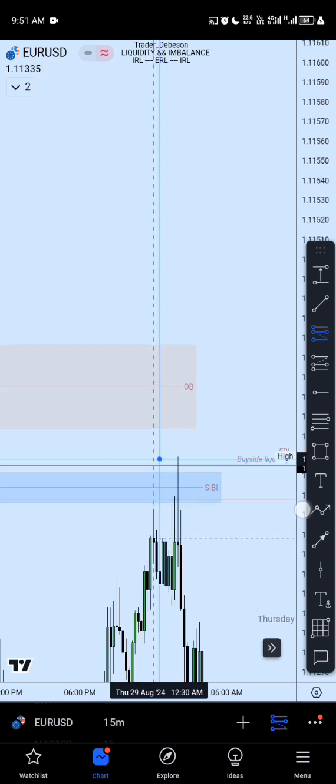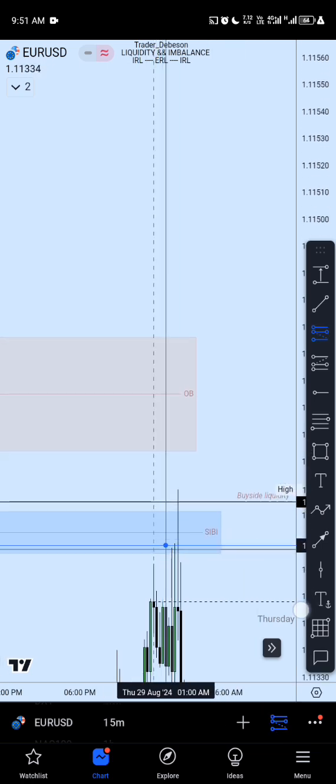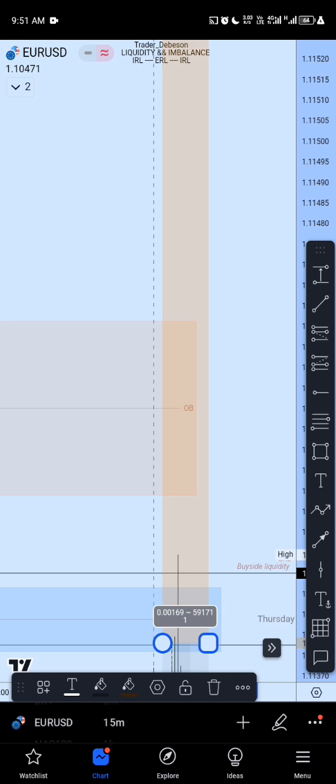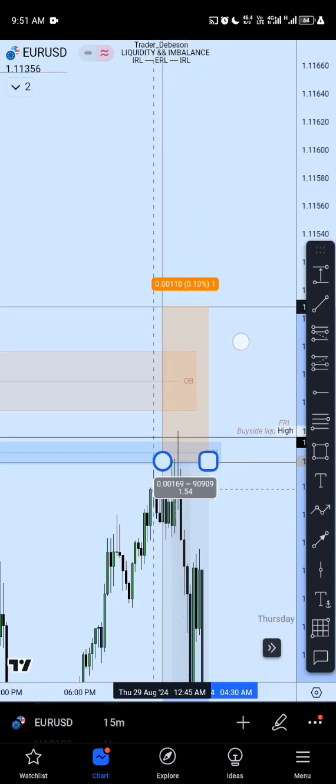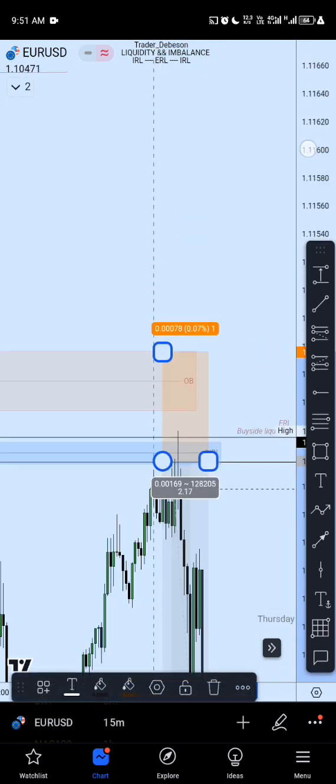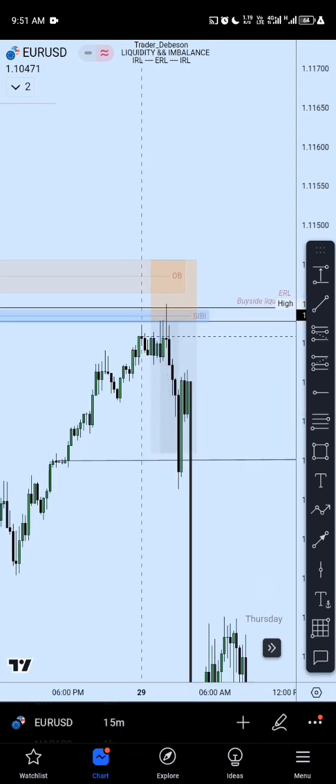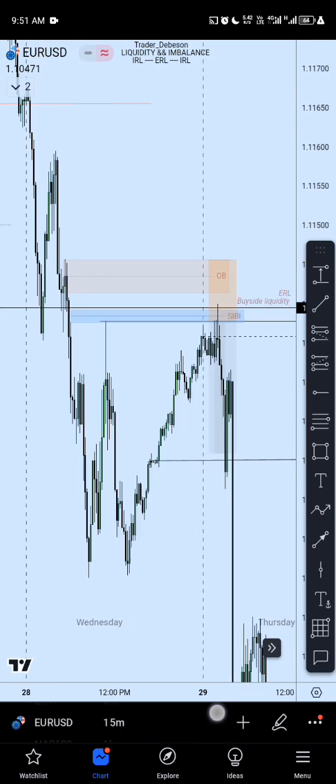Place our order above that swing high, because it's overlapping with this fair value gap. And where is our stop loss going to be? Above this other block high. Some people will be like, oh, it's very massive. It's not massive, okay? So that's the trade right there.